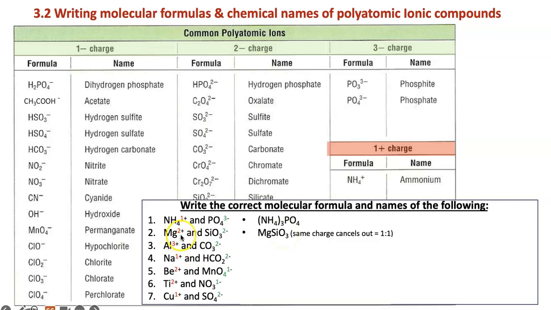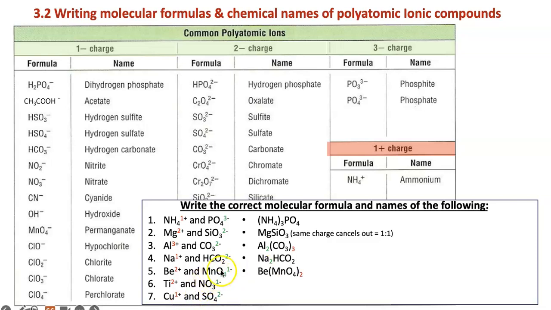So this is Mg and SiO3. So Mg is going to give a 2, and they're both 2 and 2, so they cancel out because it's 1:1, and you just write it like that. And aluminum and carbonate, the carbonate gets a 3 from aluminum, and once again you put brackets around the carbonate before you put the 3, and aluminum gets the 2. And this one is 1, and this one is 2, so sodium gets the 2, and bicarbonate or hydrogen carbonate does not get parentheses.